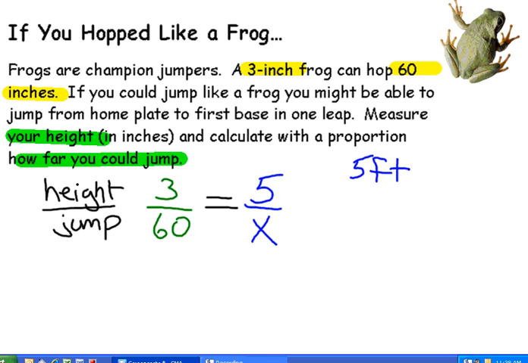So I'm staying with height on top, so a height of 3 and 5 feet for the human, and jumping is 60 inches for the frog. We want to solve for x, for how far the human can jump.